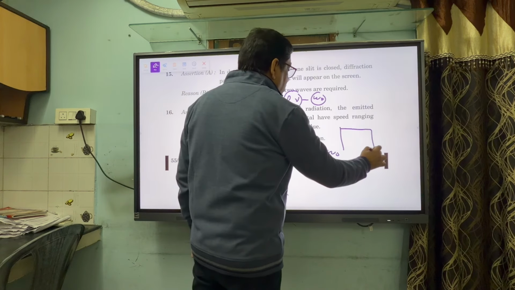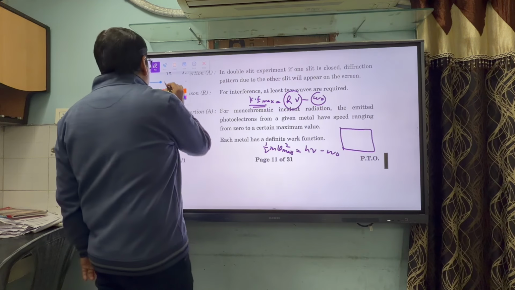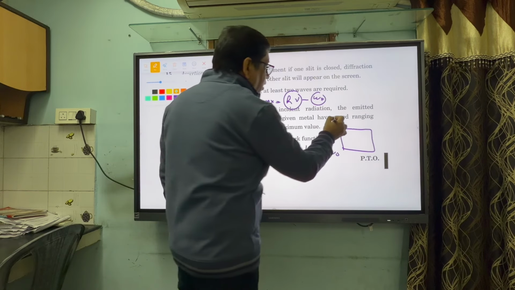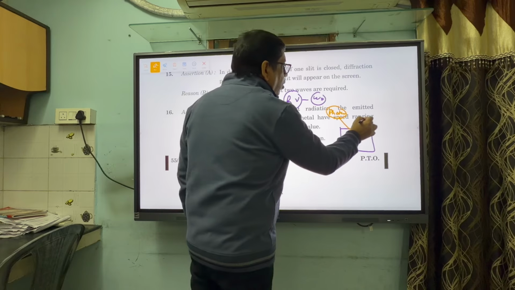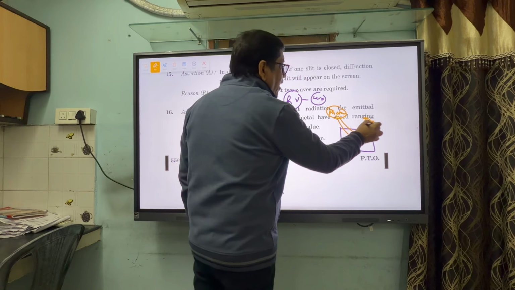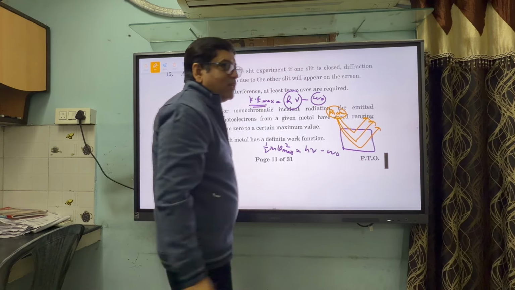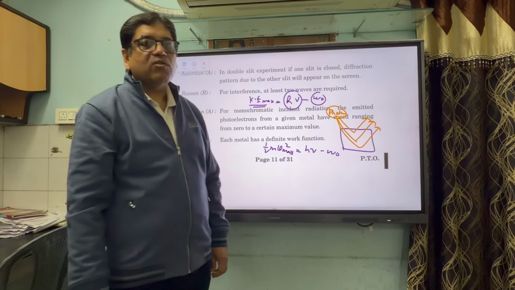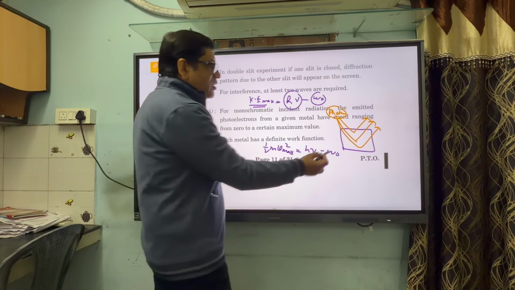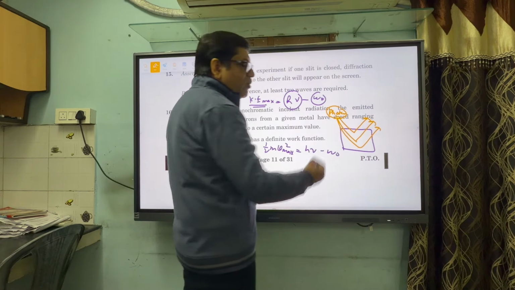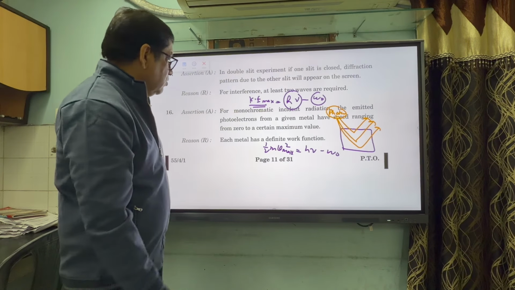When light falls on this metal, the photon can remove an electron from the top layer. It can also remove an electron from the next layer. Because electrons are emitted from different layers, they will have different speeds, because less energy will be required to remove this electron, and more energy will be required to remove this electron.